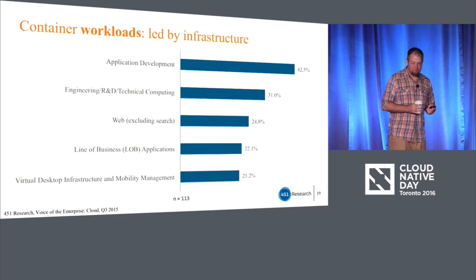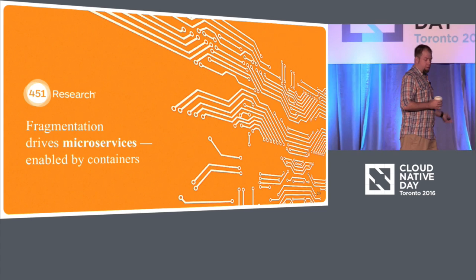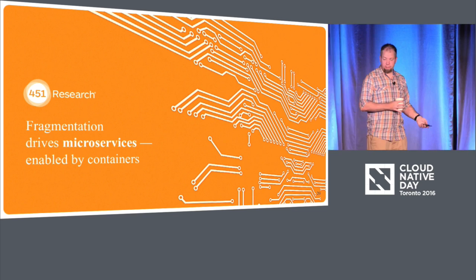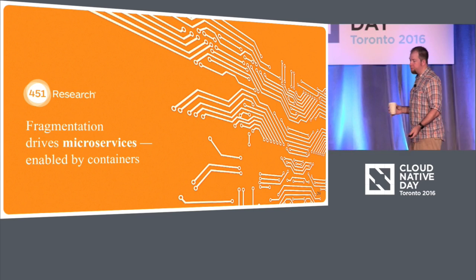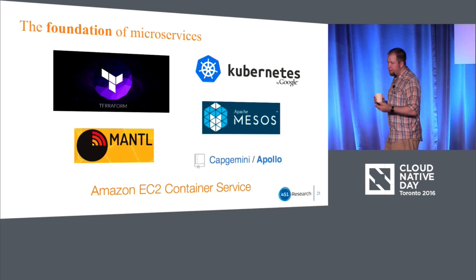And so bringing that together, the discussions we've had over the course of this talk so far, you've got fragmentation being a really important driving force from my perspective. Combine that with companies that have met the prerequisite of getting DevOps in place, taking those containers out, and you end up with microservices.